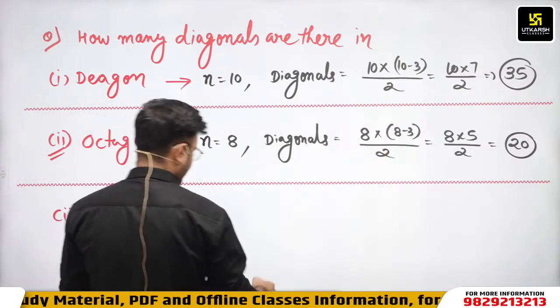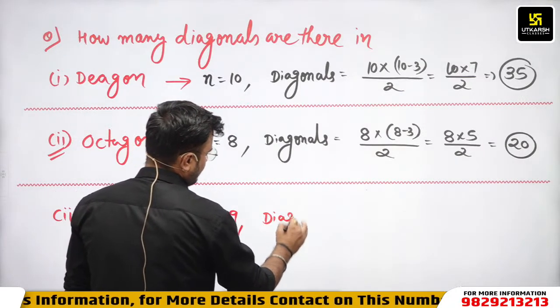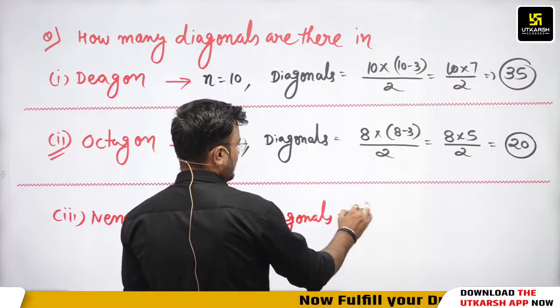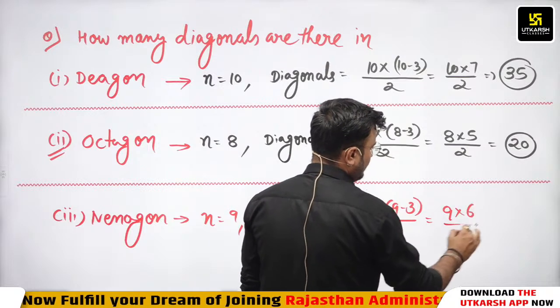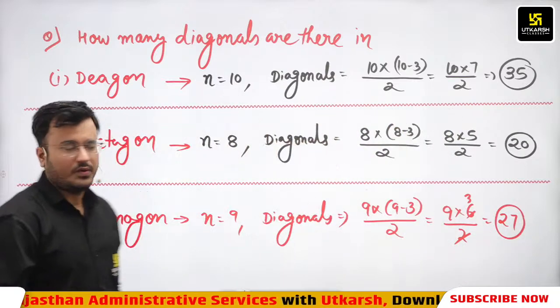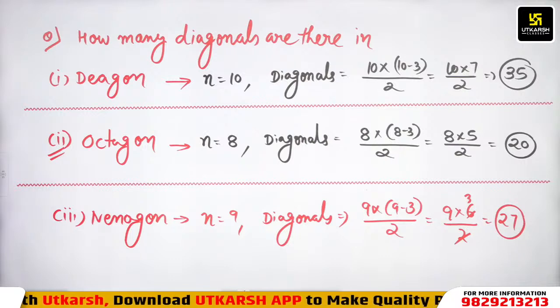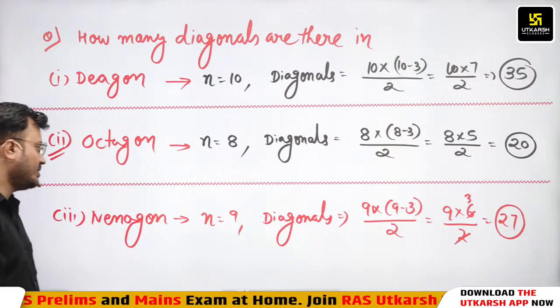Now similarly, in a nonagon, n equals 9. So the number of diagonals is 9 into 9 minus 3 divided by 2. So 9 into 6 divided by 2. So that is equal to 27. Not 26, it will be 27. I think NK, there is some kind of calculation mistake. It will be 27. Okay. So 27 diagonals are there in a nonagon.